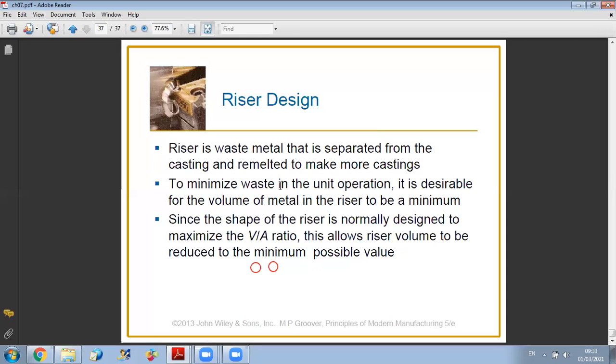Now, to minimize waste in the unit operation, it is desirable for the volume of metal in the riser to be a minimum. So we try to have a minimum volume while ensuring maximum V over A ratio. We should combine these two conditions: minimum volume in order to reduce waste metal, and second, maximizing the V over A ratio, which will allow the riser volume to be reduced to the minimum possible value.